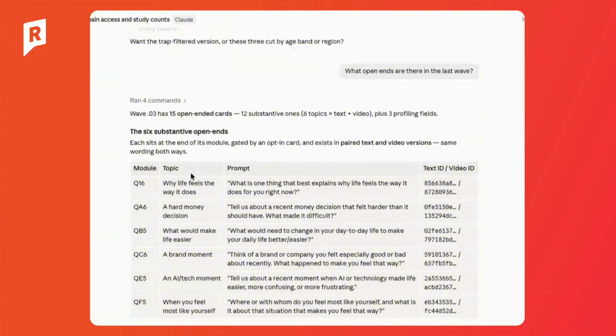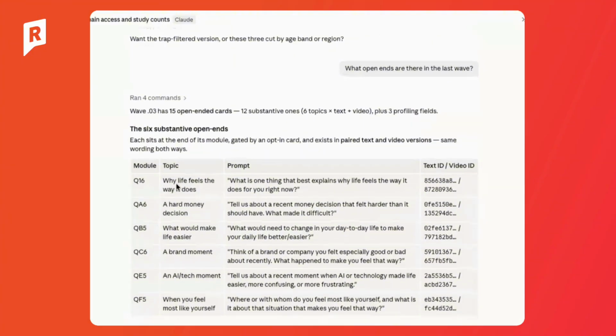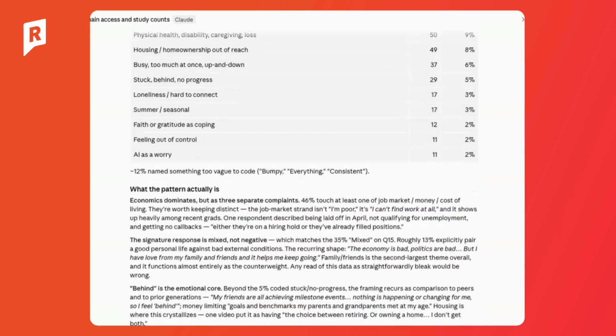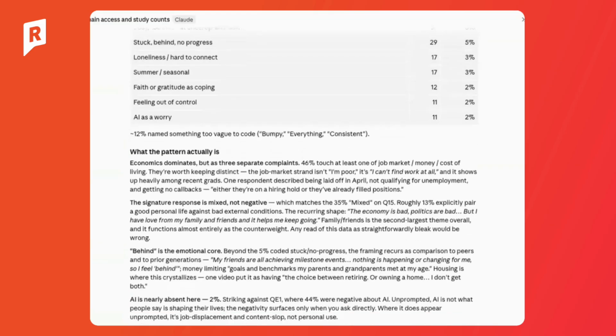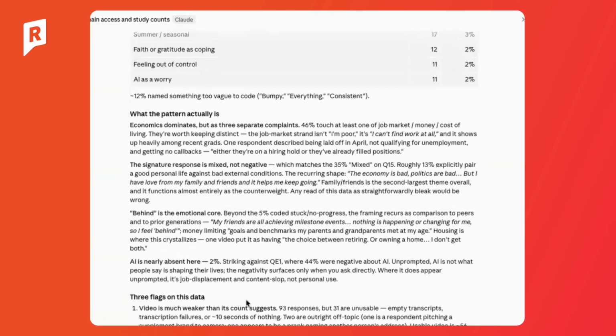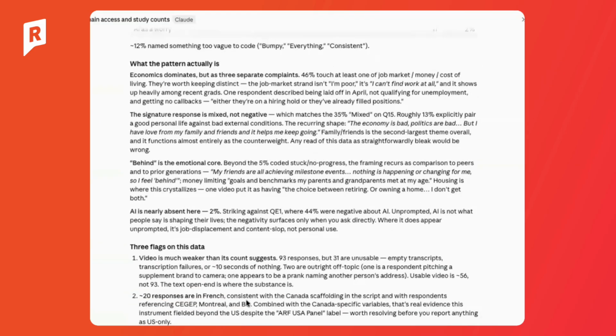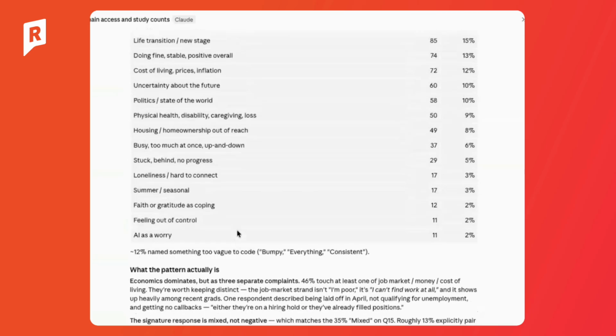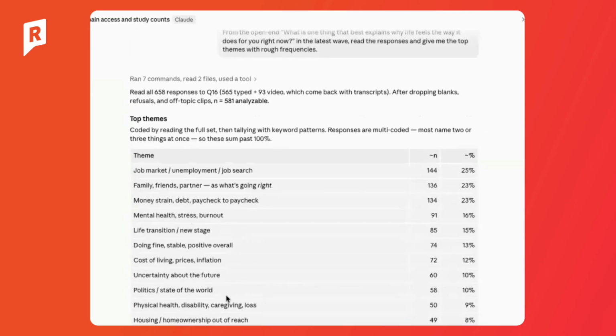Okay, so now I know what different open-end texts are there. So let's say I want to dig deeper into the first open-end and ask it for themes here. Now this you can see is really cool because this is not something a dashboard can do. I just pointed at an open-ended answer and asked it for themes, and it's gone in and given us the different themes, the number of responses, and the percentage breakdown for each theme in the open-ended question.